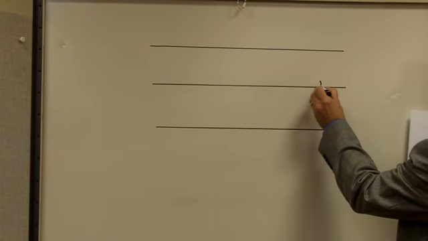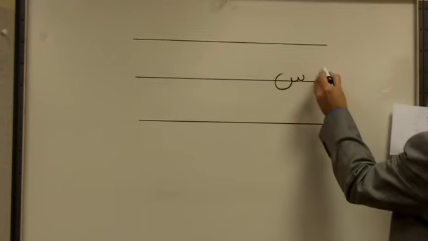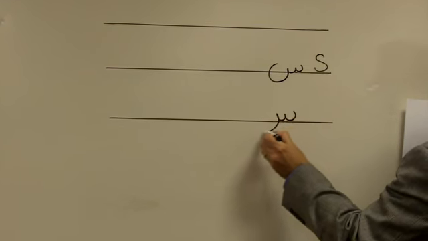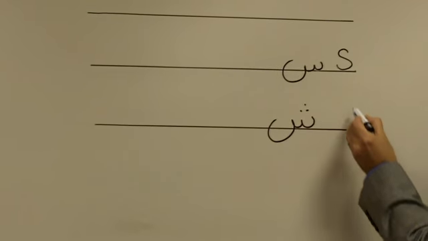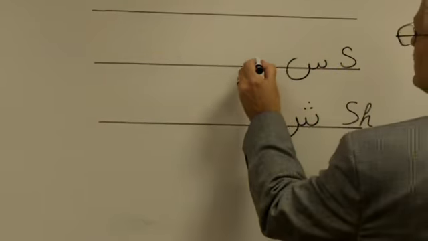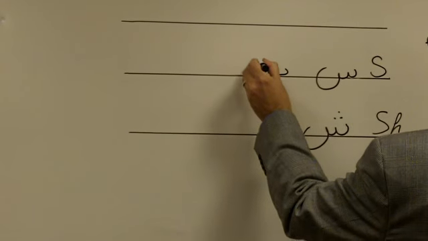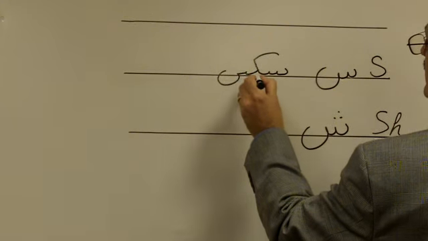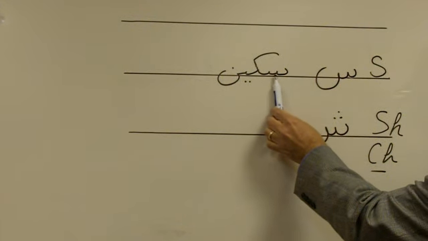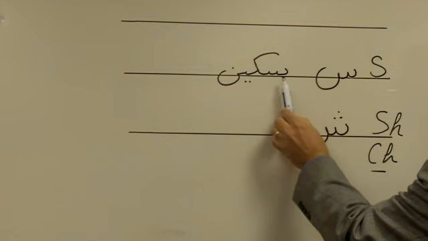The last two letters I want to teach you today are seen, which is like an S, and sheen, which has the sound SH or CH. The first word I want to teach you is sikeen, sikeen, which means a knife. This is the seen in the beginning of the word, sikeen.